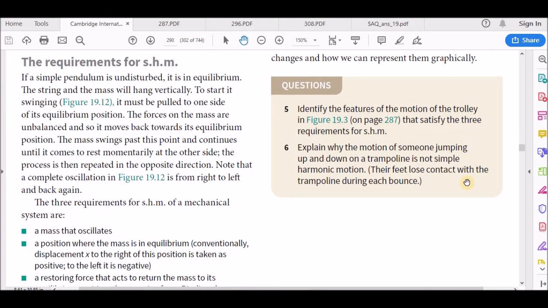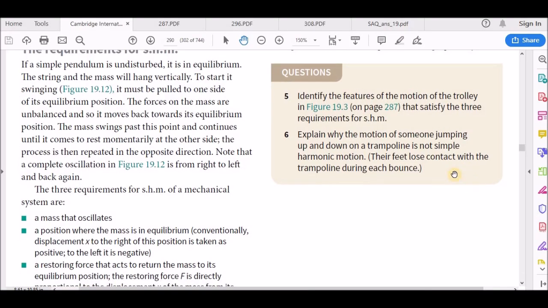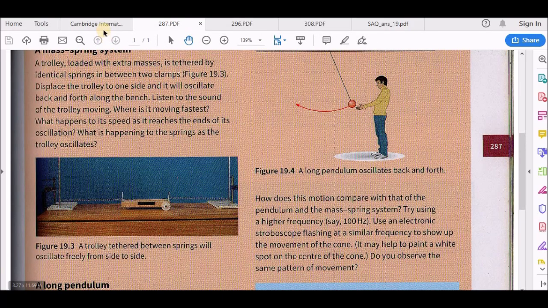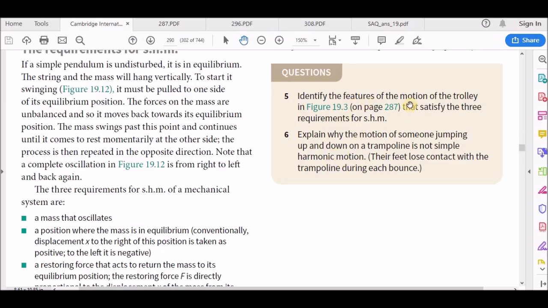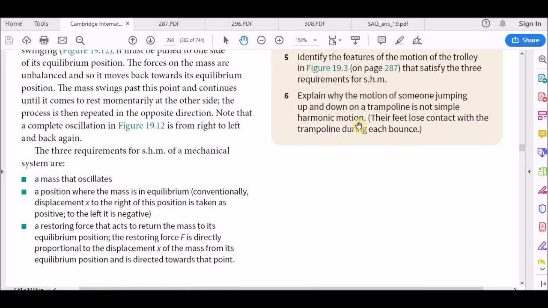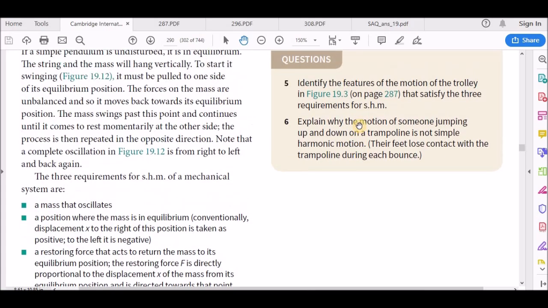Okay, so again here are some more questions. We'll go through this. I already have explained this. Now figure 19.3, that is for the trolley. Identify the features of the motion of the trolley in figure 19.3 on page 287 that satisfy the three requirements for simple harmonic motion.